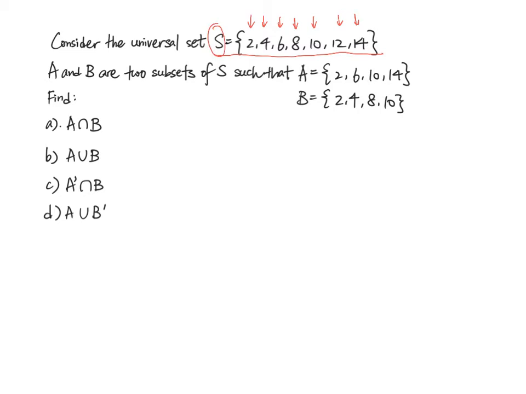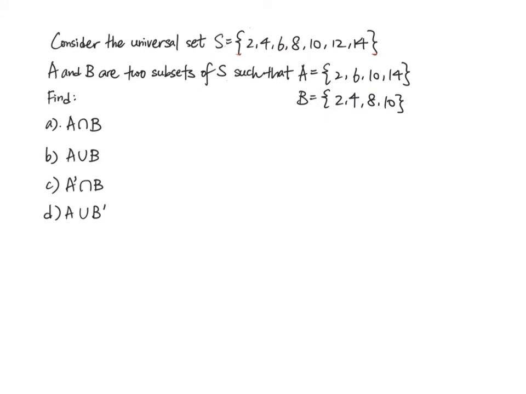And there are two subsets of S. Subsets means smaller sets inside the collection of S. So we have two smaller sets inside S, and they're called A and B, respectively. And each one of these subsets includes 4 items. All right.